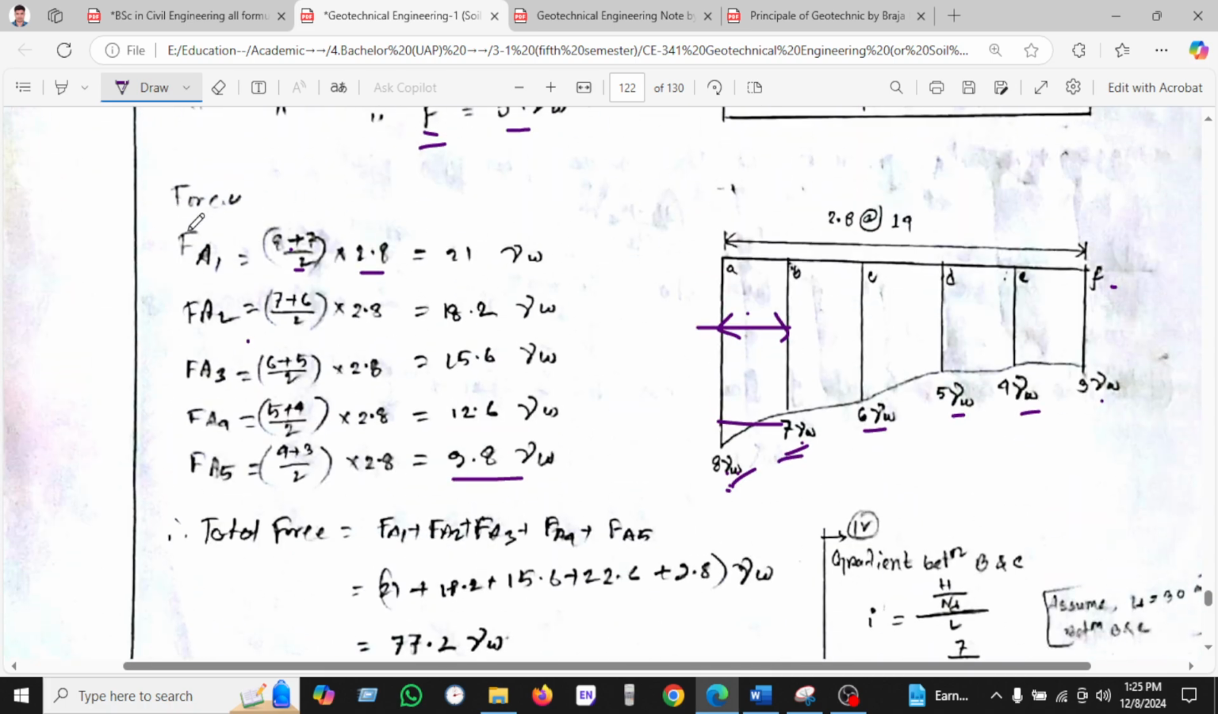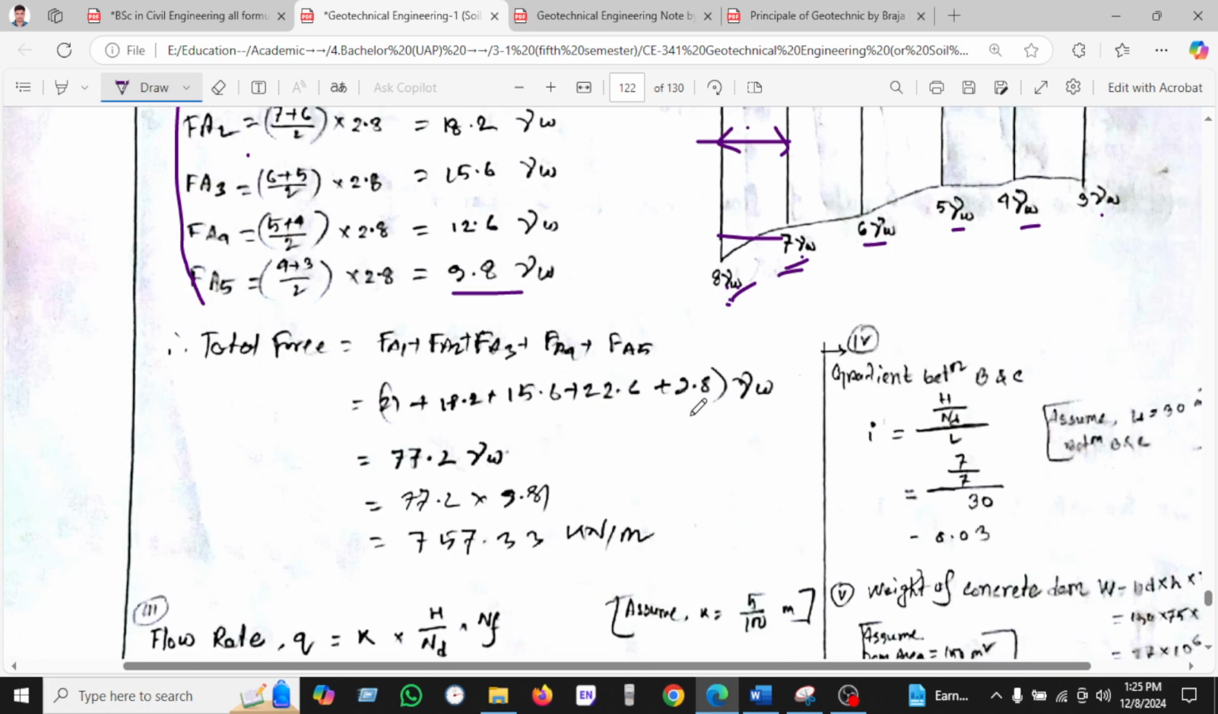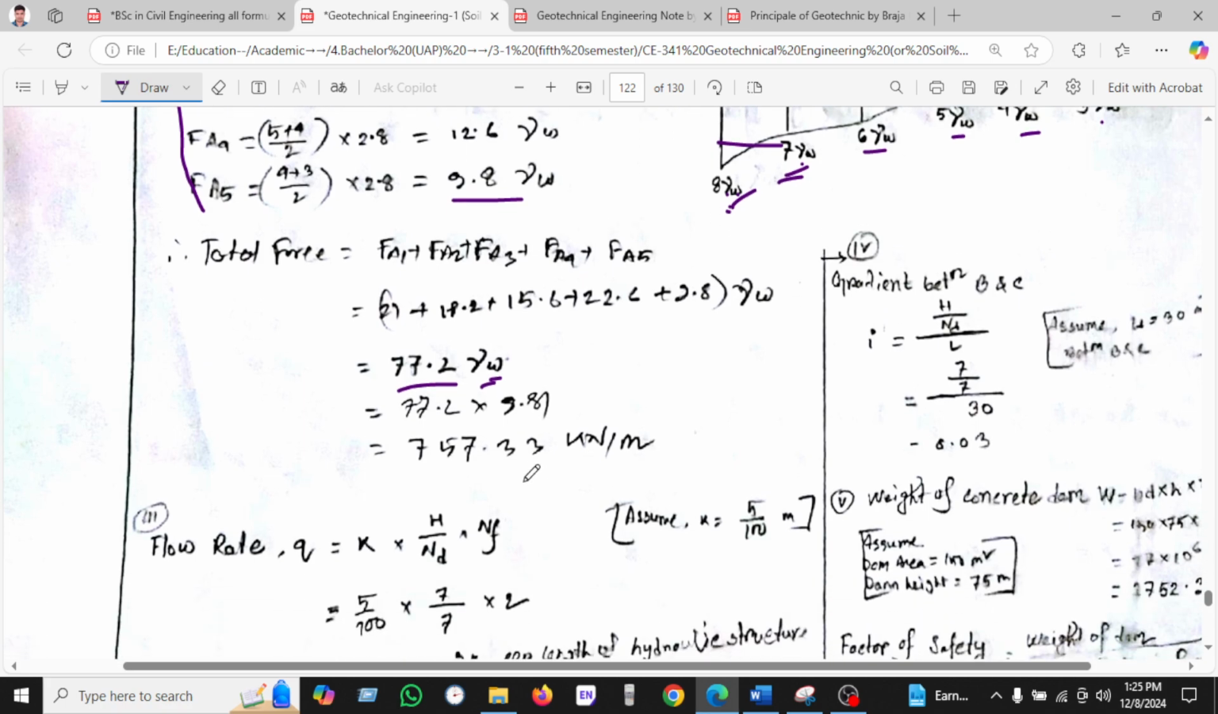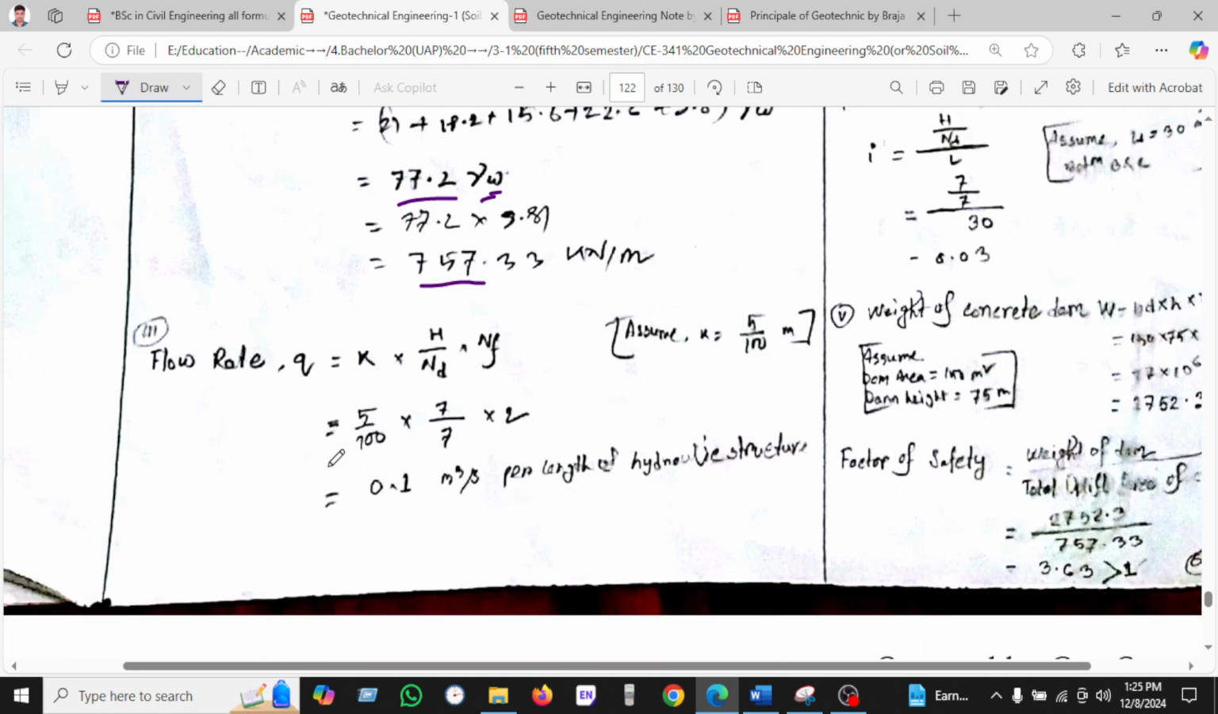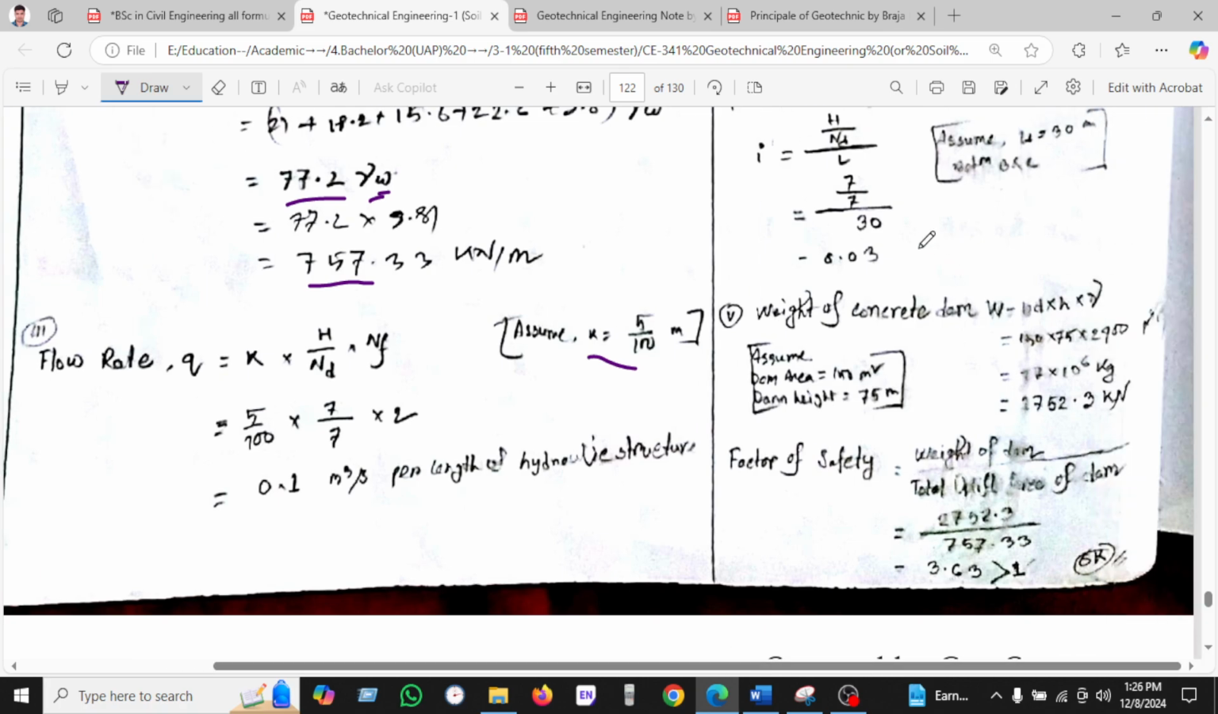The total force will be the summation of all, the total force, and found 77.2 and gamma equal to 9.81 and found 757.33 kN. So flow rate Q equal to K into H divided by ND and NF, and found 0.1 cubic meter per length, and K is assumed 5 by 100.